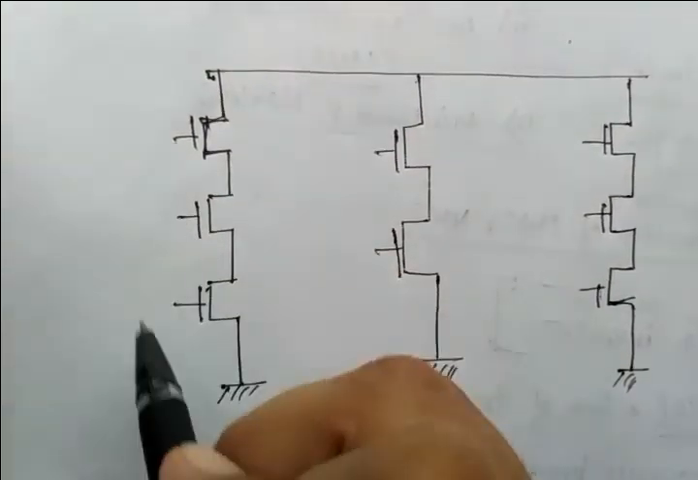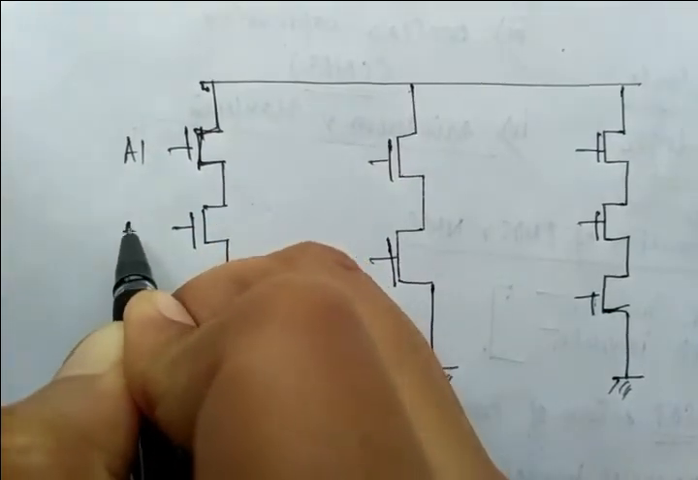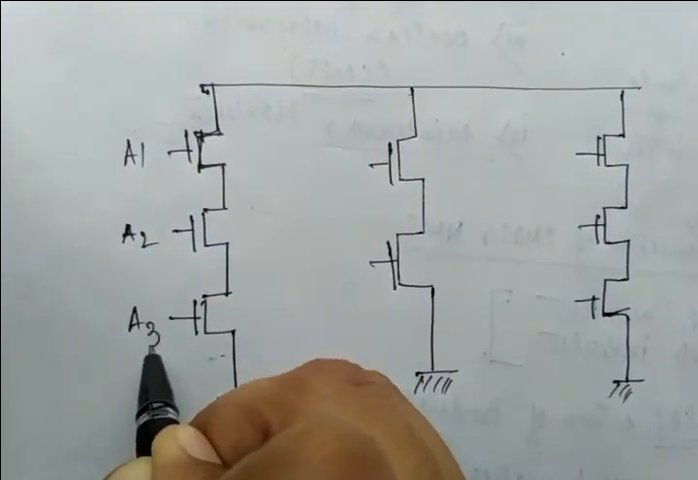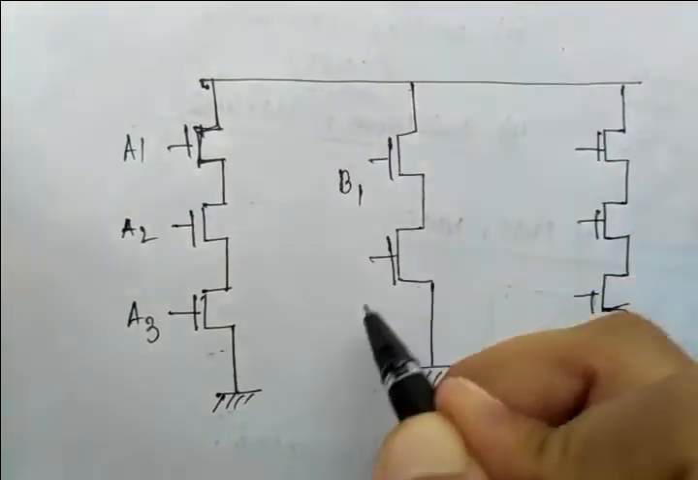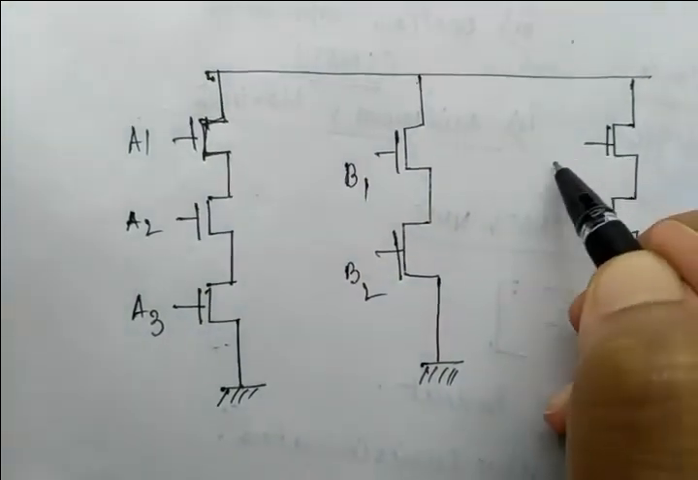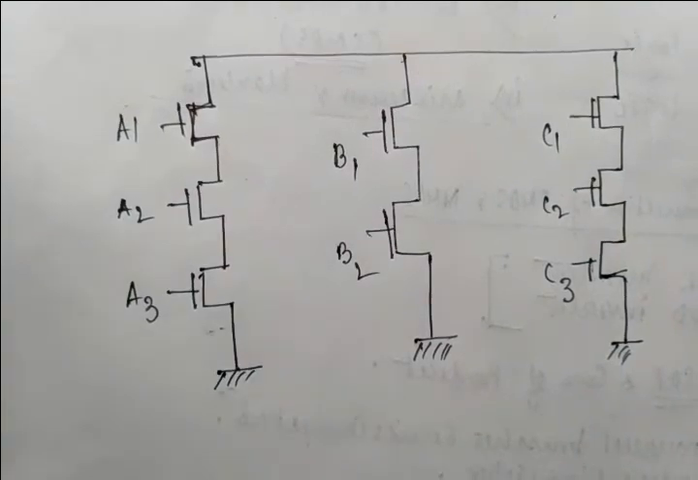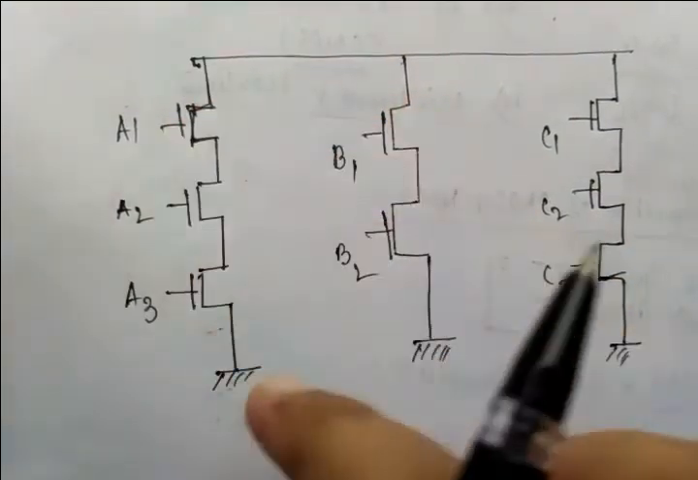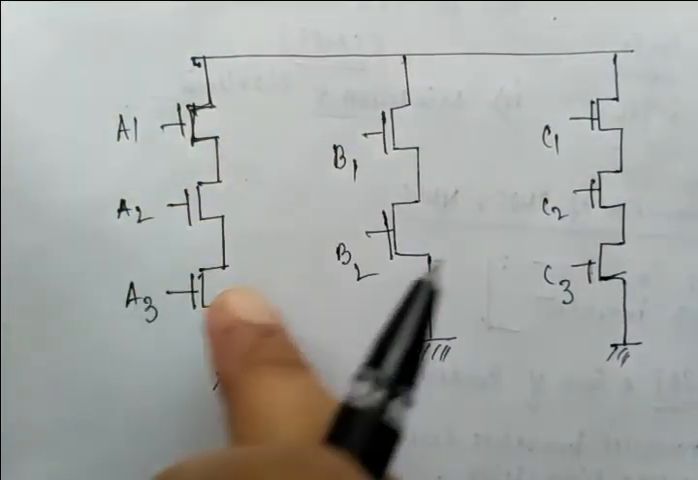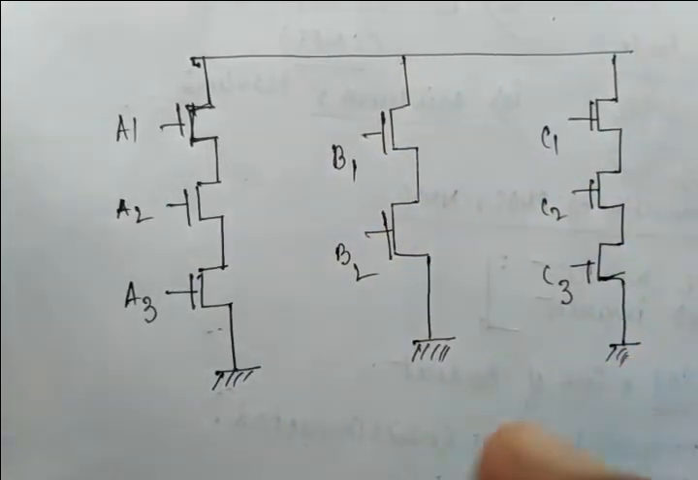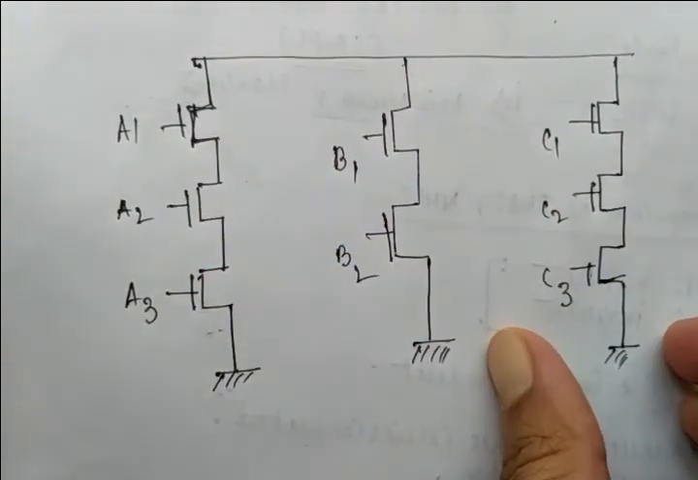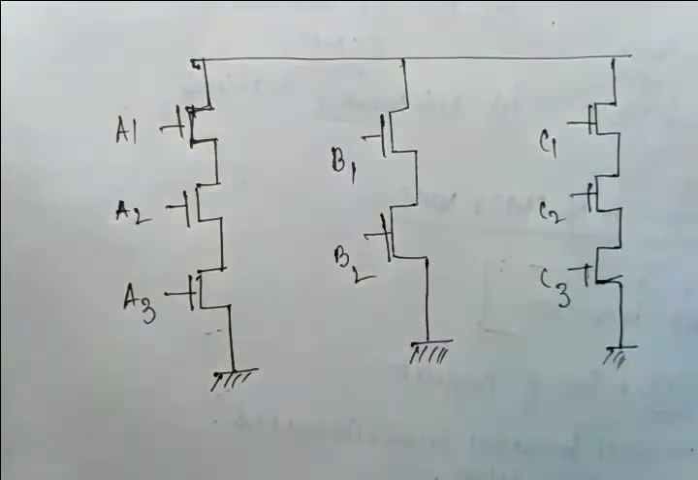And in the first branch, what are the inputs? Yes, it is A1, A2, A3. And in the second branch, this is B1, B2. In the third branch, this is C1, C2 and C3. I think the concept is clear, that is parallel branches, series connected. All are series connected. Which are series connected? All the NMOS are series connected, but the branches are parallel.